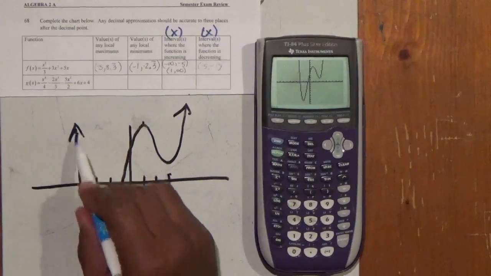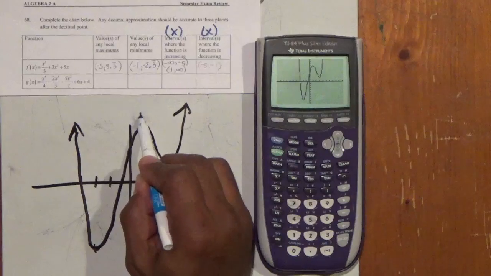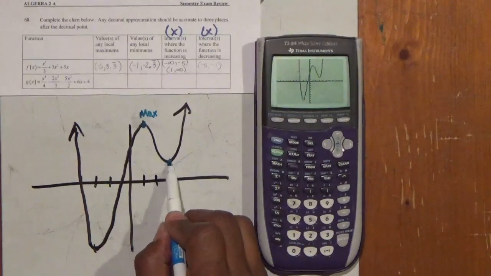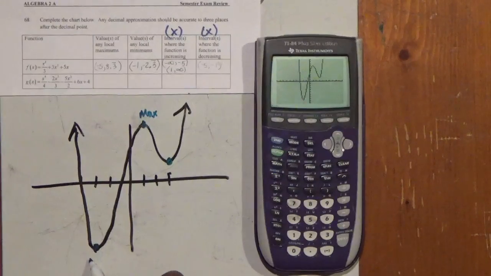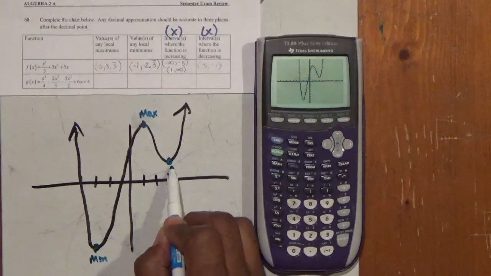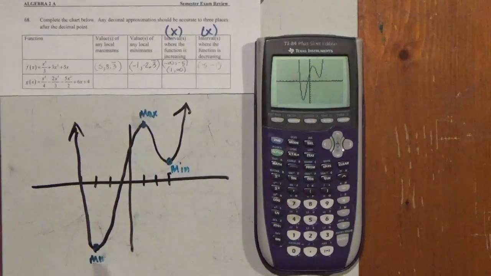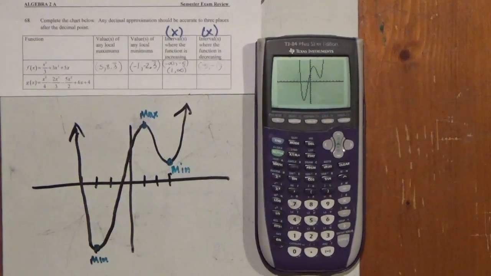They're asking us to find the maximums, and in this case we have one max. And we have two mins. As they said, any local mins. All mins are local mins. There can only be at most one absolute min, and that would be your absolute min in this case. But they just want all their mins and all their maxes. So let's see if we can get them.